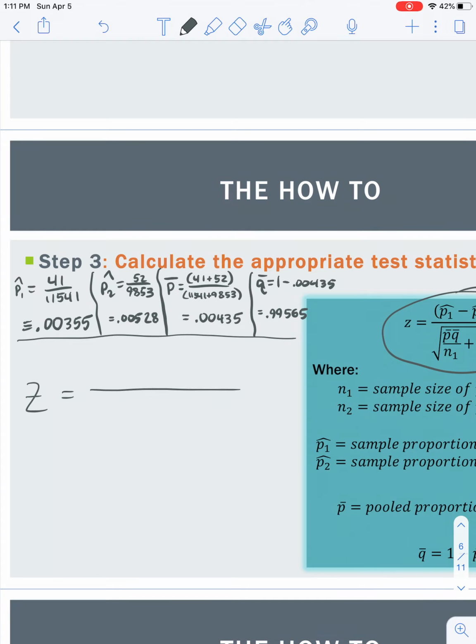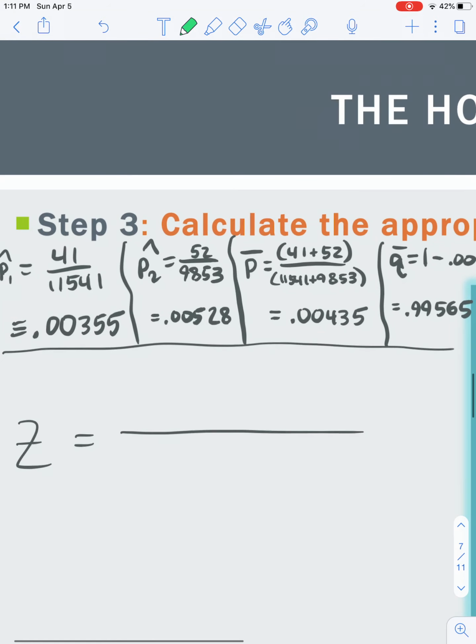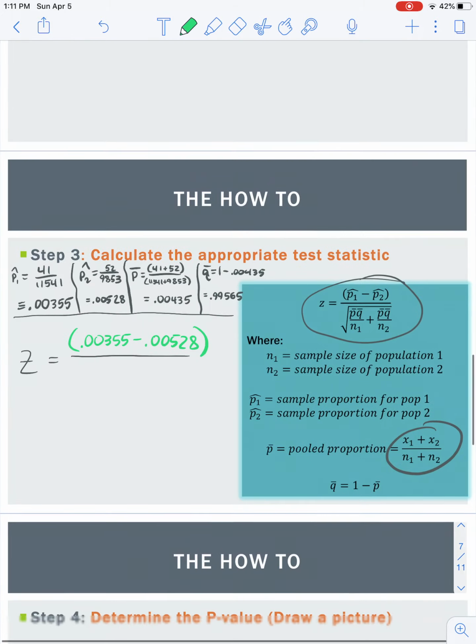Okay, now that I'm ready to go, I'm going to use this formula that I see over here again. Okay, and we're going to start plugging that in. So p1 hat would be 0.0035 minus p2 hat will be 0.00528. So that was the top.